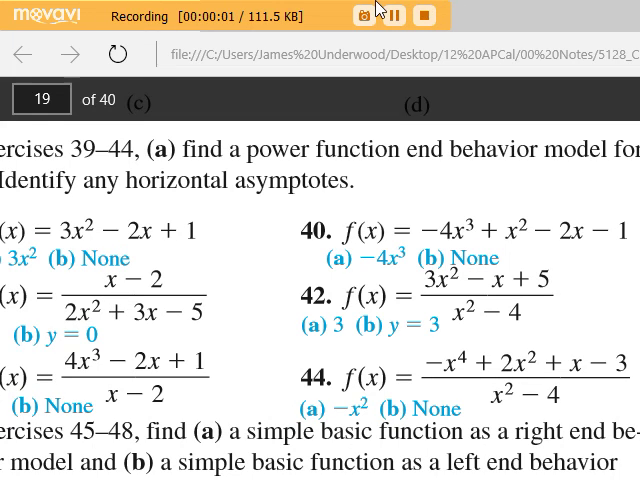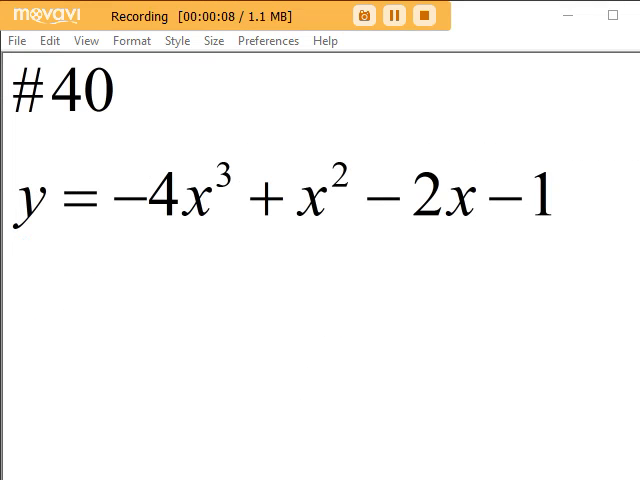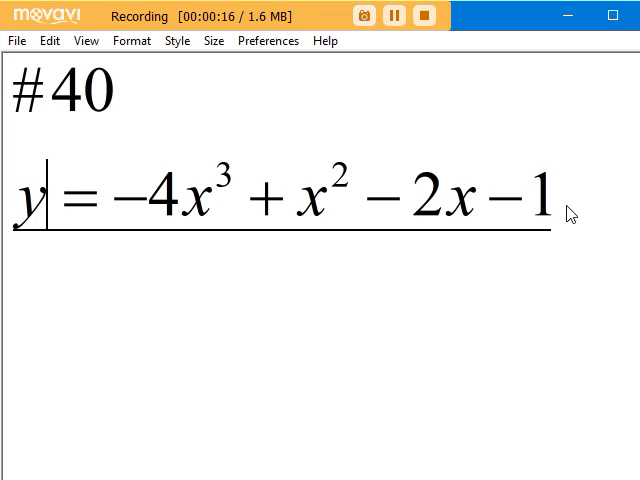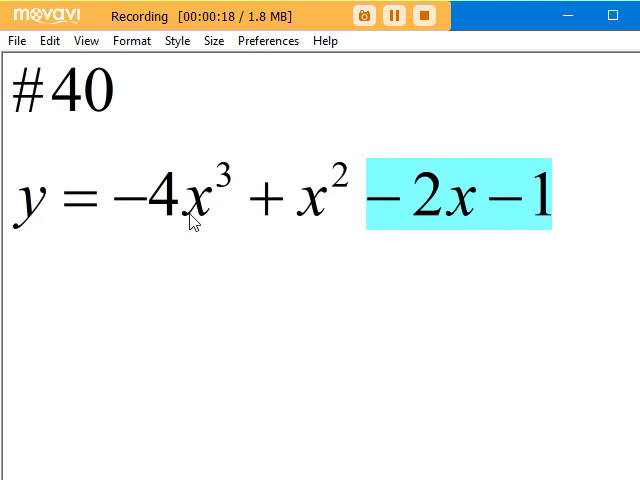Now we're going to discuss end behavior models, which, as I mentioned in class, are incredibly useful for real life. We're going to look at number 40 for an example here. We have negative 4x cubed plus x squared minus 2x minus 1. Now, in a real life situation, that is a lot of stuff to remember. All of that at once, it'd be hard to memorize, hard to communicate to someone that's working with us. So instead, we're going to use an end behavior model to approximate this function right here.